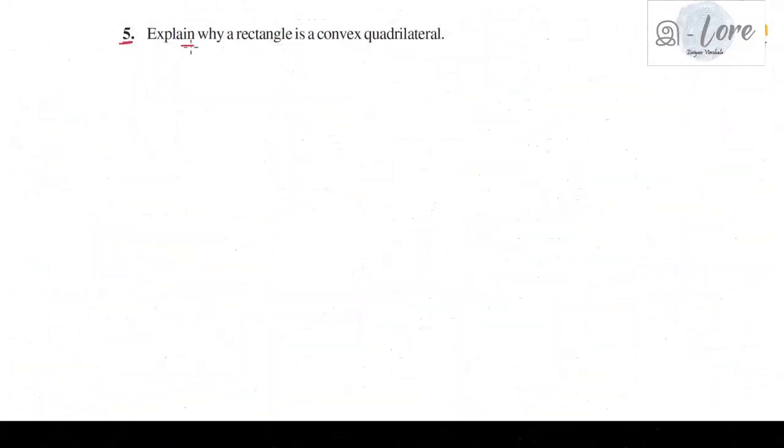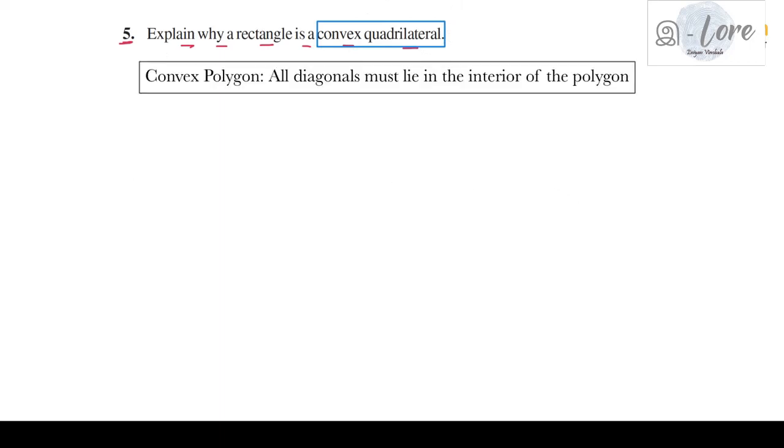Question 5 says, explain why a rectangle is a convex quadrilateral. So what does this term mean, convex quadrilateral? In general, what do we mean by a convex polygon? Let's start by discussing that. The meaning of a convex polygon. A convex polygon is any polygon for which all diagonals lie in the interior of the polygon. Any such polygon is a convex polygon. Let me show you a couple of examples.